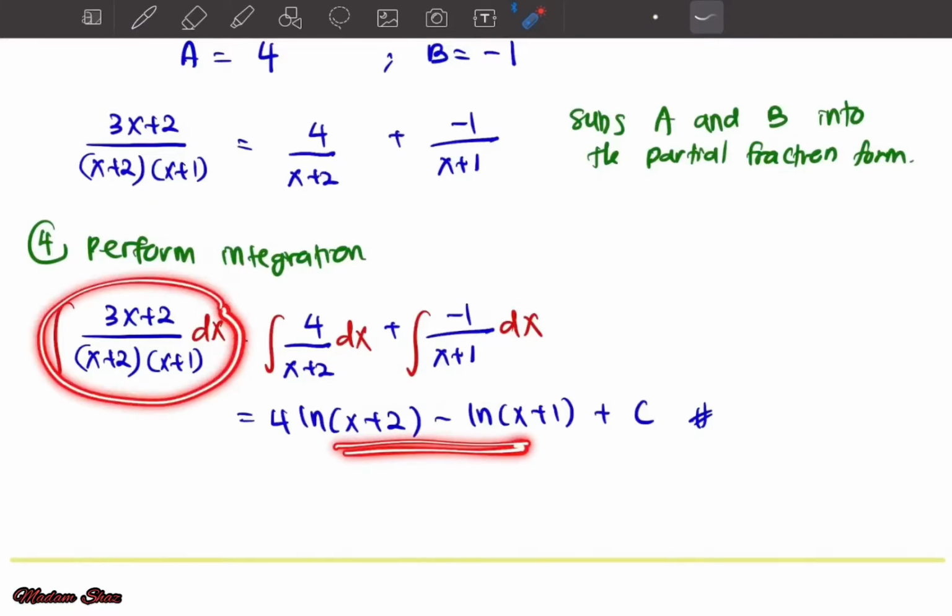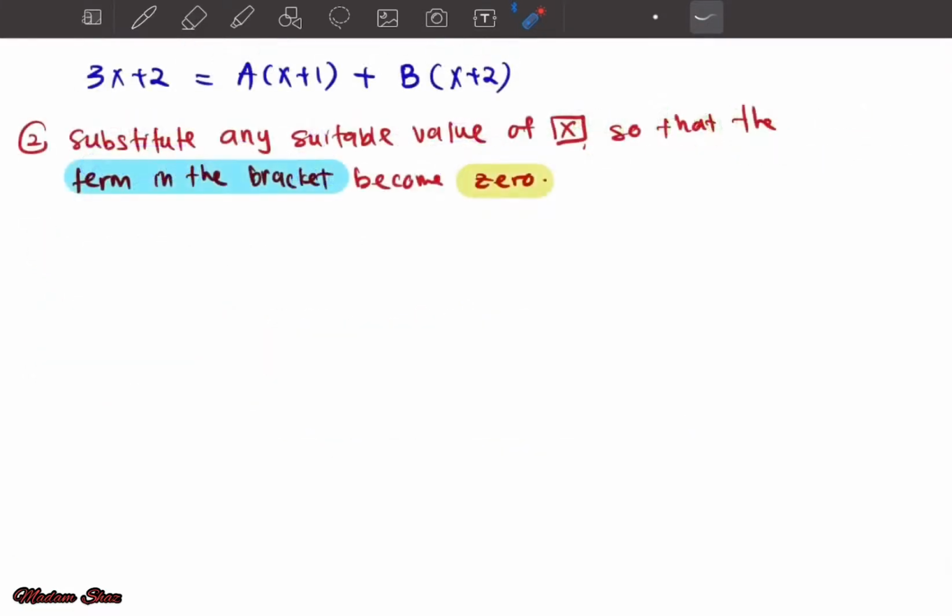3x plus 2 divided by x plus 2 multiplied by x plus 1. For the second method, you can substitute any suitable value of x so that the term in the bracket will become 0. So for example, we have x plus 1 in the bracket here. So the suitable value of x is x equal to -1. For the second bracket, we have x plus 2. So to make this bracket become 0, the suitable value of x is x equal to -2.